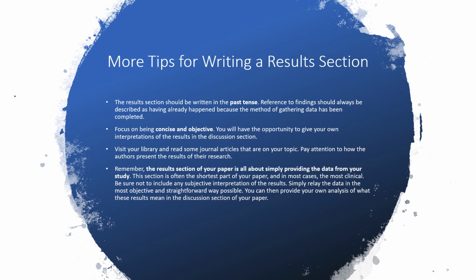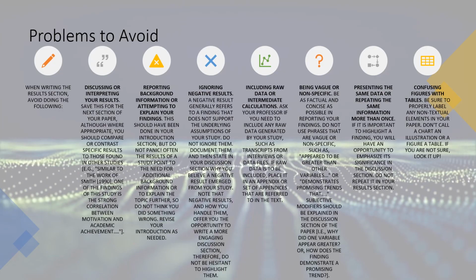And then finally, remember the results section of your paper is all about simply providing the data from your study. This section is often the shortest part of your paper and in most cases the most clinical. Be sure not to include any subjective interpretation of the results. Simply relay the data in the most objective and straightforward way possible. You can then provide your own analysis of what these results mean in the discussion section of your paper, which we'll talk about next week.